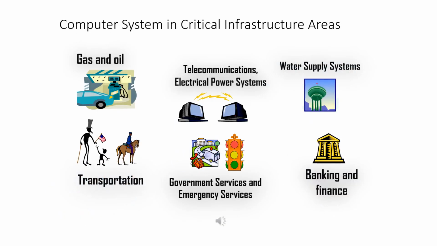Critical infrastructure areas such as gas and oil, electricity distribution, water supply, transportation, government services and banking operations all depend on IT systems for management, surveillance and control. Critical infrastructure is the body of systems, networks and assets that are so essential that their continued operation is required to ensure the security of a given nation, its economy, and the public's health and/or safety.